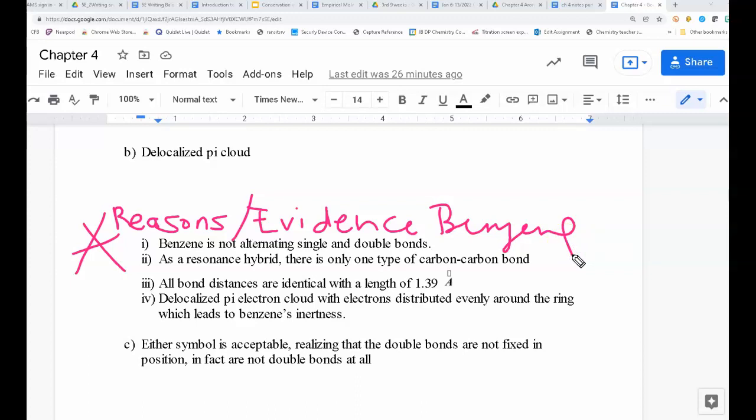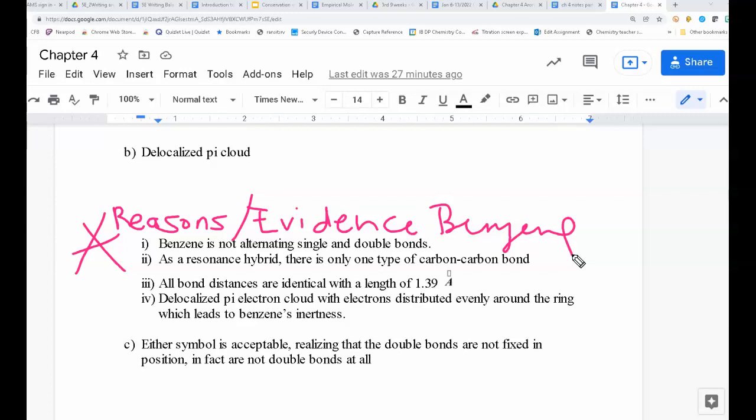So benzene is not alternating single and double bonds like Kekulé said. Instead, it is a resonance hybrid, and there is only one type of carbon-to-carbon bond. It is a resonance hybrid. It is not a single bond. It is not a double bond. It is not alternating single and double bonds. It is one special type of bond.